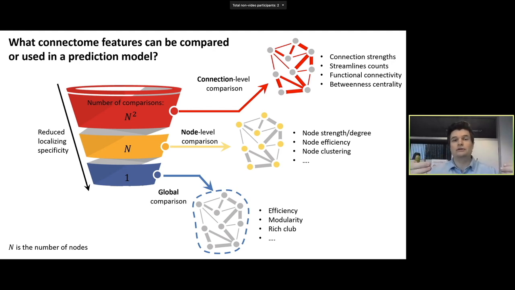We then move to node level comparison, which gives us a little more localizing specificity. This is where we test hypotheses about particular nodes. This could be node strength, node efficiency, node clustering. We can then take one step further and move to connection level comparison. This is the most common approach in connectomes. This is where we're making inference about connectivity strength, whether that be the streamline count or functional connectivity. And this is what I'm going to focus on in the remaining part of this presentation.